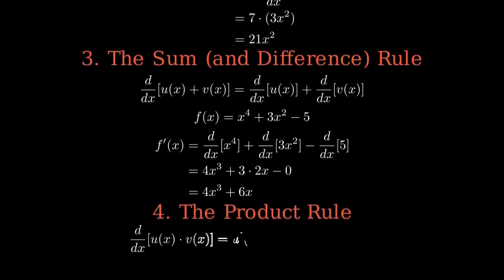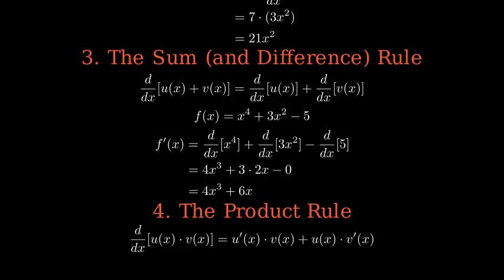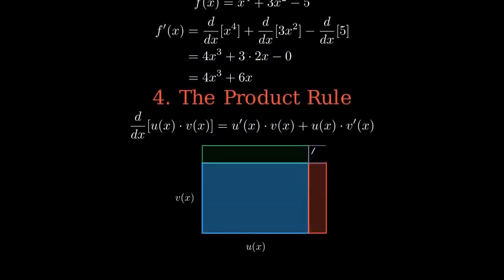The product rule states that if f of x equals u of x times v of x, then the derivative equals the derivative of u times v plus u times the derivative of v. This rule is a bit more complex. Intuitively, when we have a product of two functions, each one can change, and both changes affect the overall result. So we need to account for both the change in the first function while the second is fixed, and the change in the second function while the first is fixed.